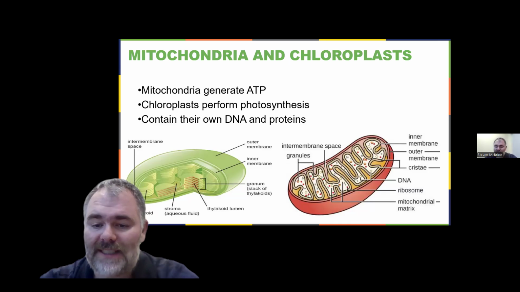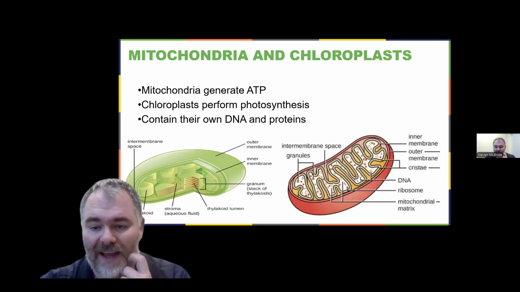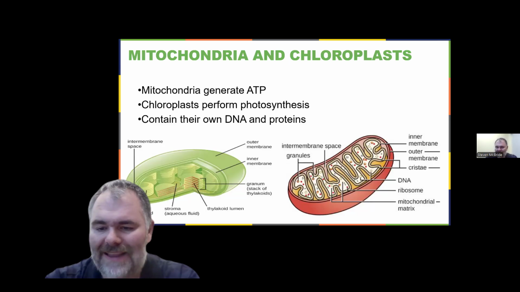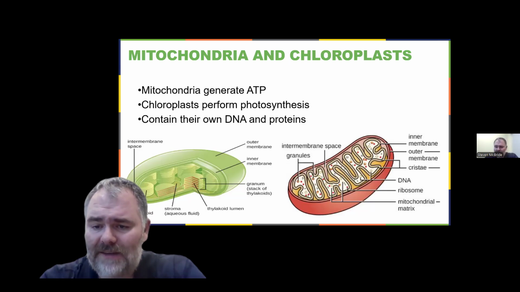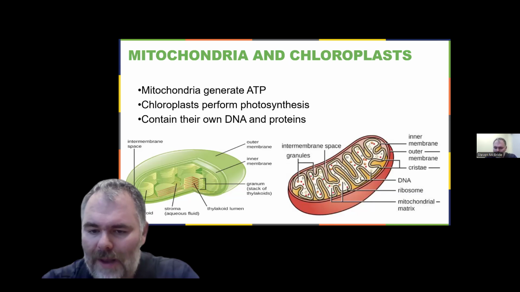Inside chloroplasts, you can see stacks of membrane structures called thylakoids. These membranes contain pigments and proteins involved in the light reactions of photosynthesis. One especially interesting feature of both mitochondria and chloroplasts is that they contain their own DNA and ribosomes.